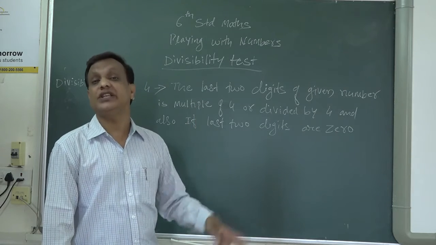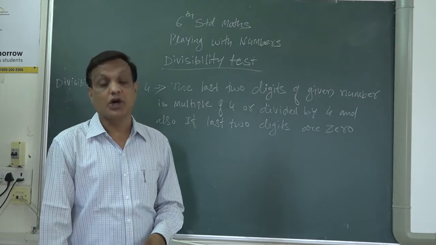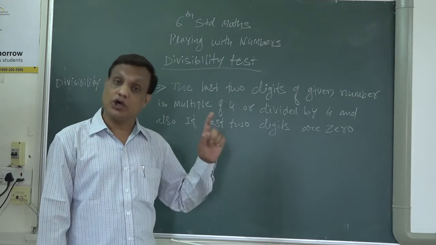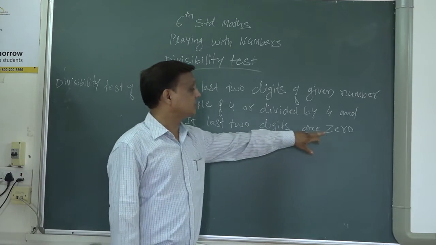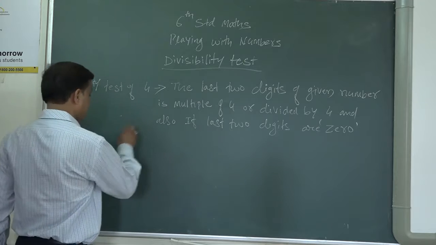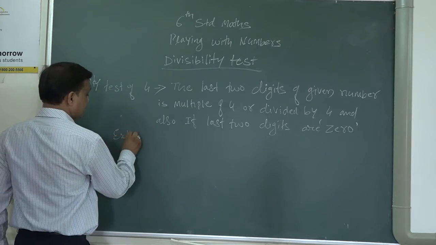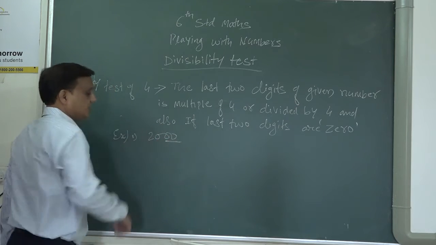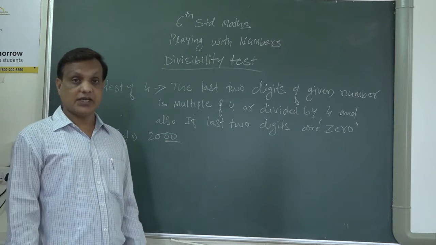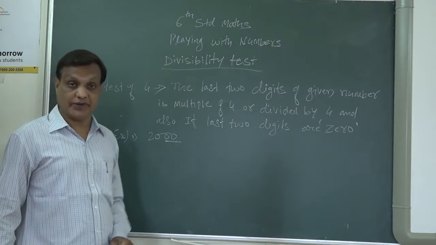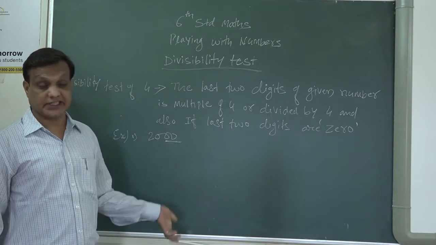If the last two digits are a multiple of 4, or divisible by 4, then that number is going to be divisible by 4. Also, if the last two digits are 0, for example 2000, the last two digits are 0, so this number is going to be divisible by 4. So you can say divisibility test by 4.